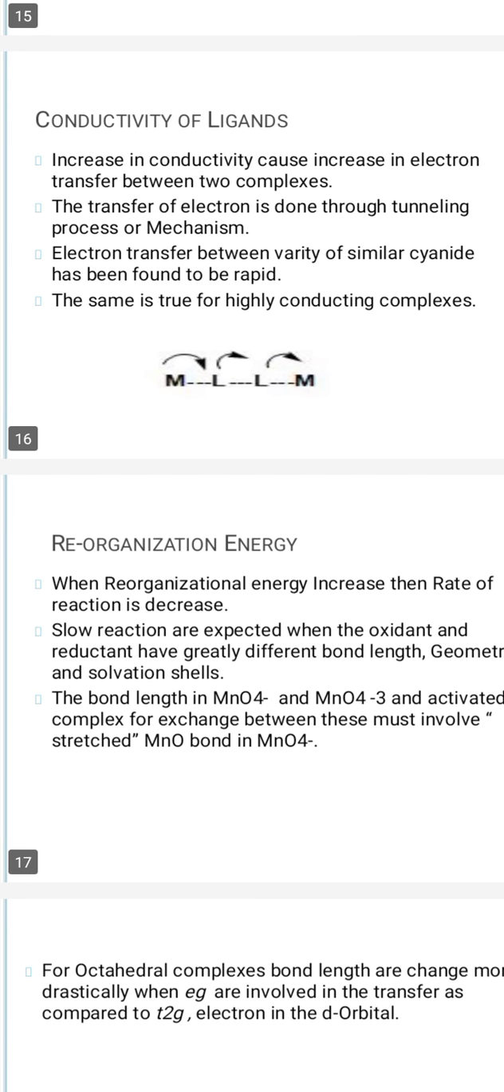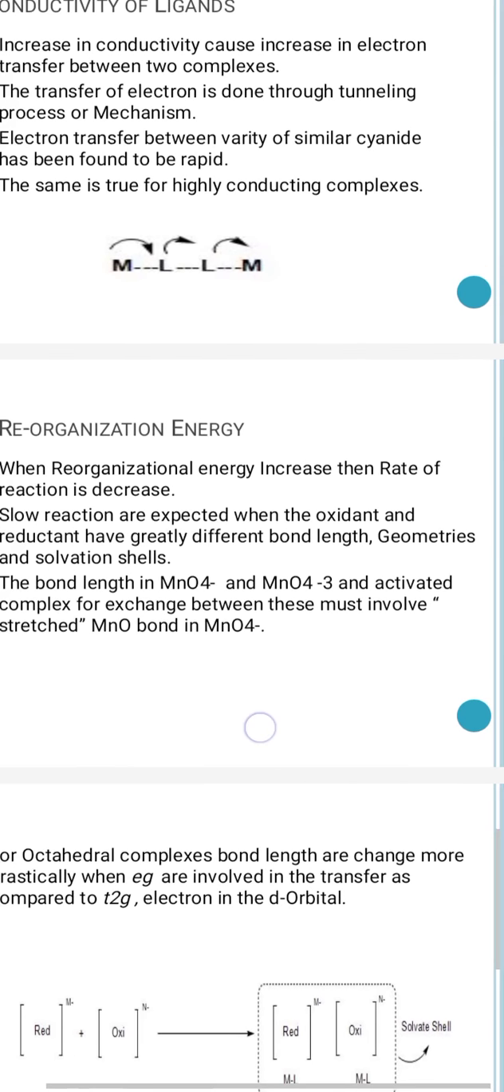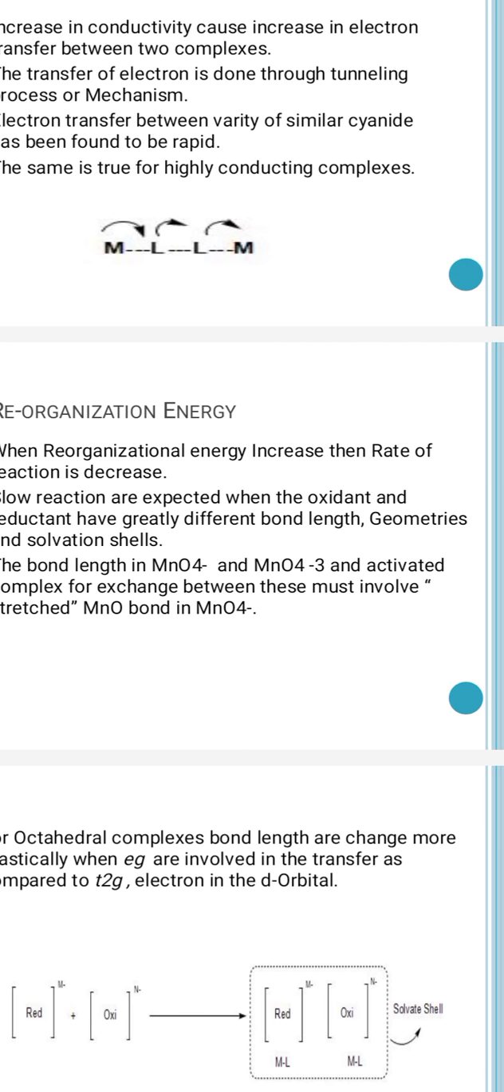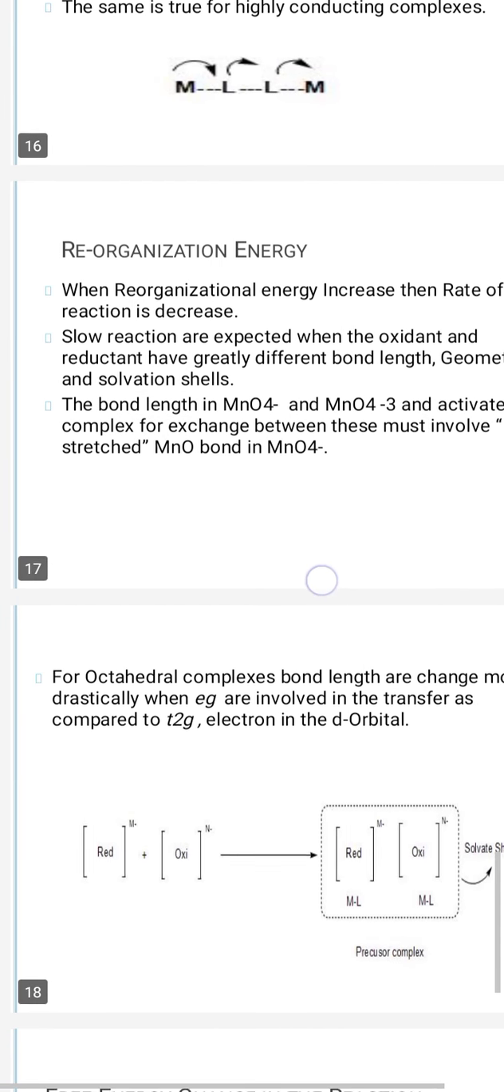The next one is reorganization energy. When reorganization energy increases, the rate of reaction decreases. Slow reactions are expected when oxidant and reductant have greatly different bond lengths, geometries, and solvent shells. The bond lengths in MnO4 negative and MnO4 -3 are activated complex for exchange between the stretched MnO bond and MnO4 bond.